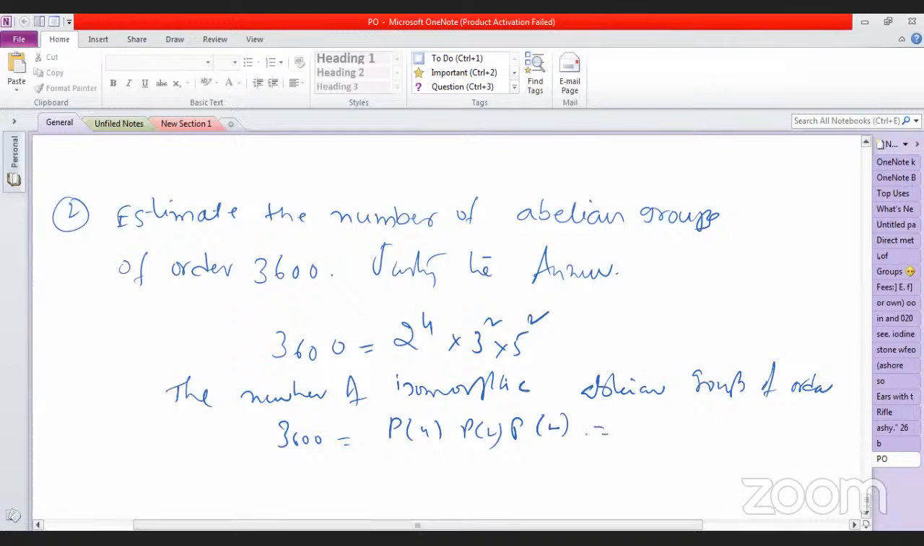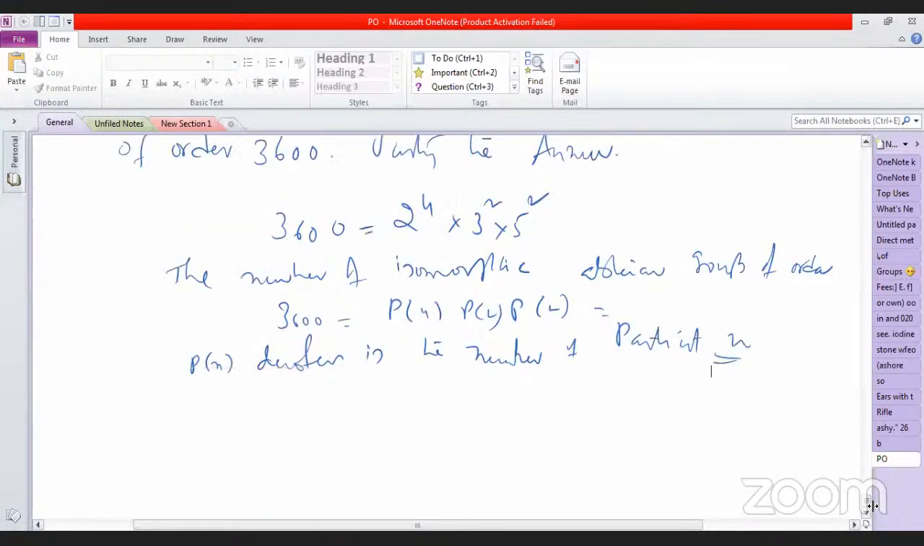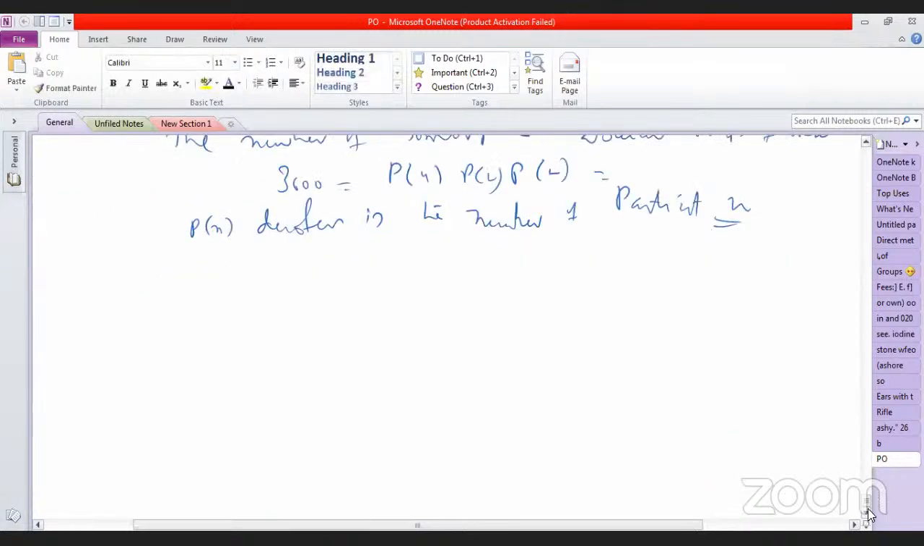Where p(n) denotes the number of partitions of n. Therefore, there are 20 non-isomorphic abelian groups of the above order 3600.